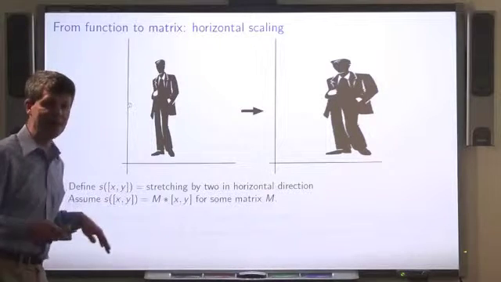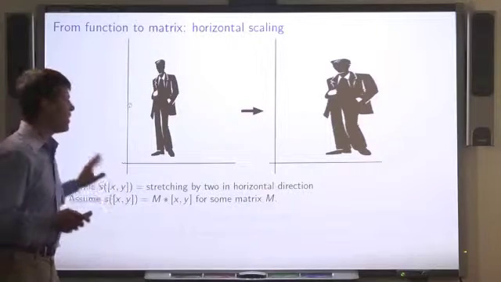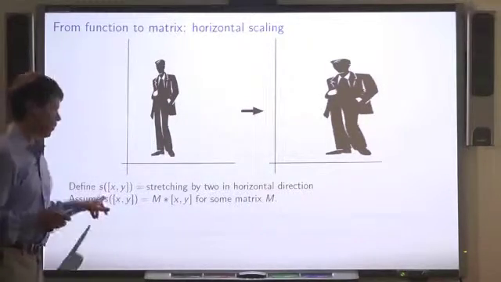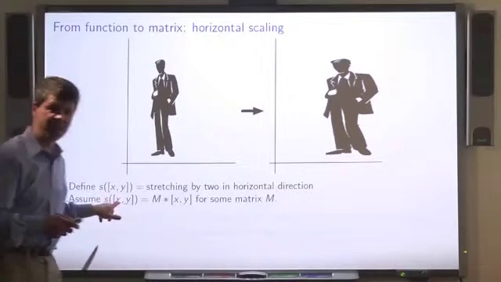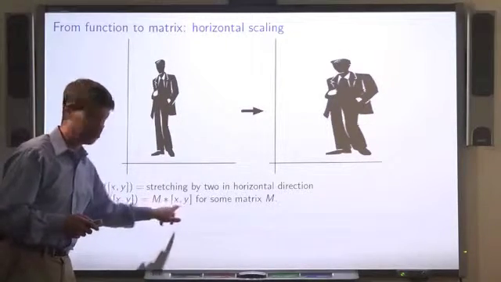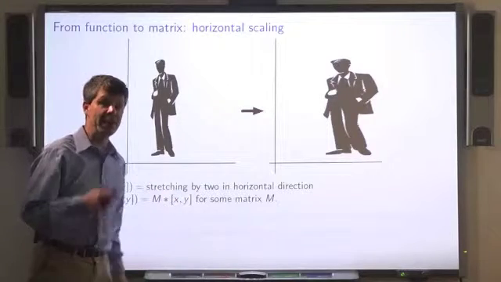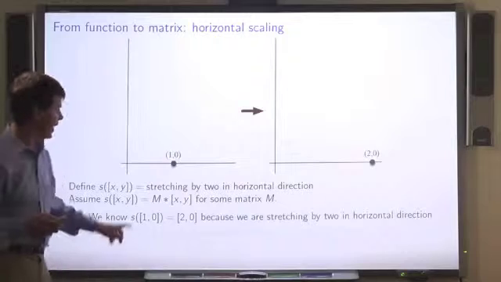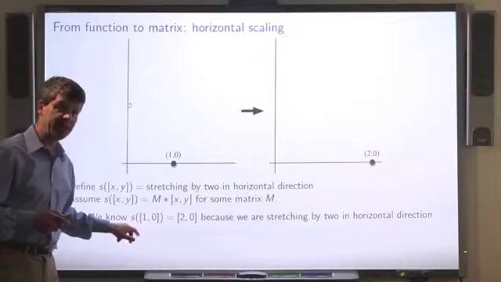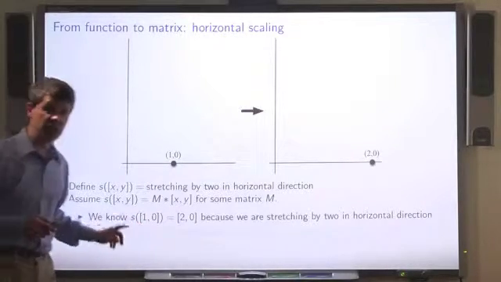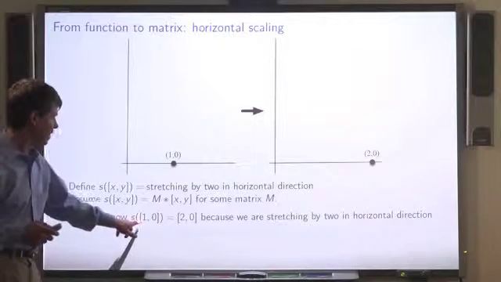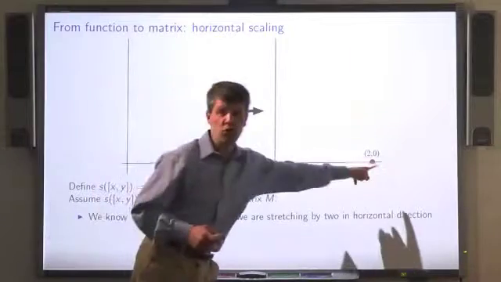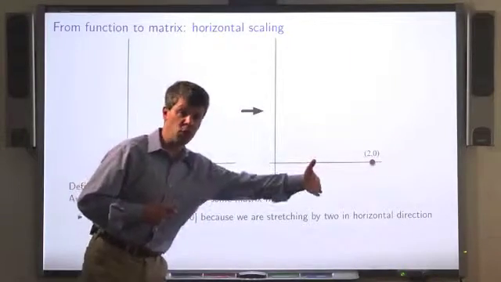Let's take a simple example, the function that stretches by 2 in the horizontal direction. Okay? And we assume this function is defined as a matrix-vector multiplication for some matrix M, and we want to figure out what its entries are. Well, we plug in the standard generators. First standard generator is [1, 0]. We plug in [1, 0]. We know that point gets mapped to [2, 0] because we're stretching by 2 in the horizontal direction.